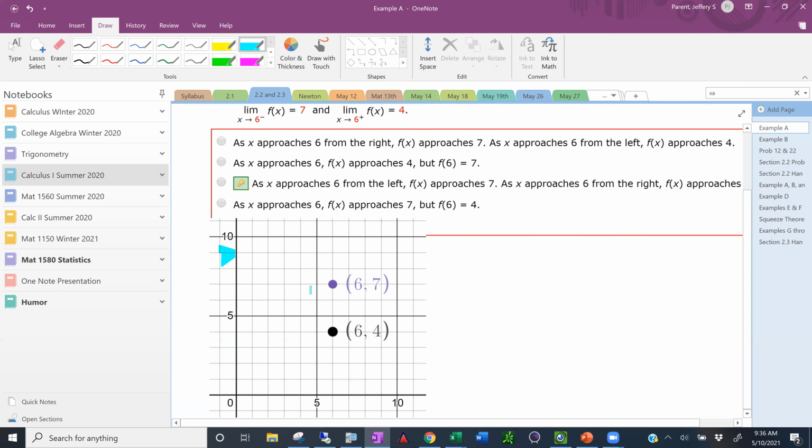Where'd it go? I'm not sure what's going wrong with my tech here. Maybe I'll have to do it by hand. Or for those of you taking Spanish, con la mano.